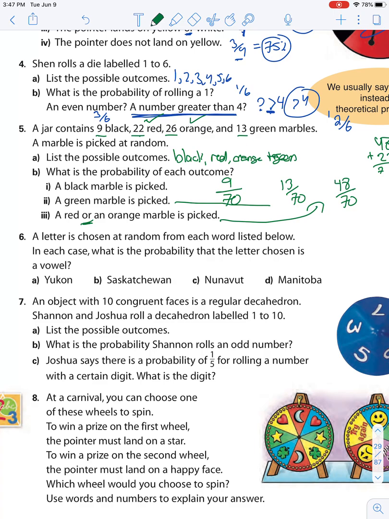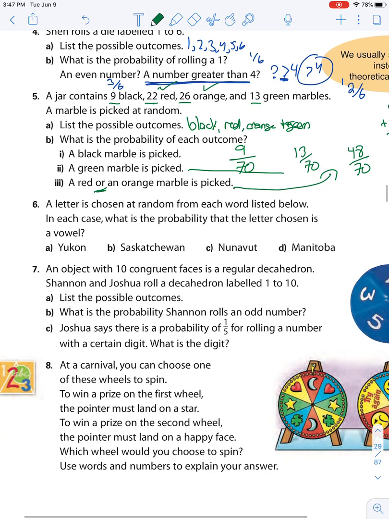Okay, so a letter is chosen at random for each of the words listed below. In each case, what is the probability that each letter chosen will be a vowel? Gotta know your consonants and vowels for this one, going back to early elementary years. So we have a total of 6 possible outcomes. Vowels are A, E, I, O, U, and sometimes Y. Y does not count unless there is no other vowel in the word. So in this case, we only have 2, right? We only have O and the U. We're not counting the Y's for this.